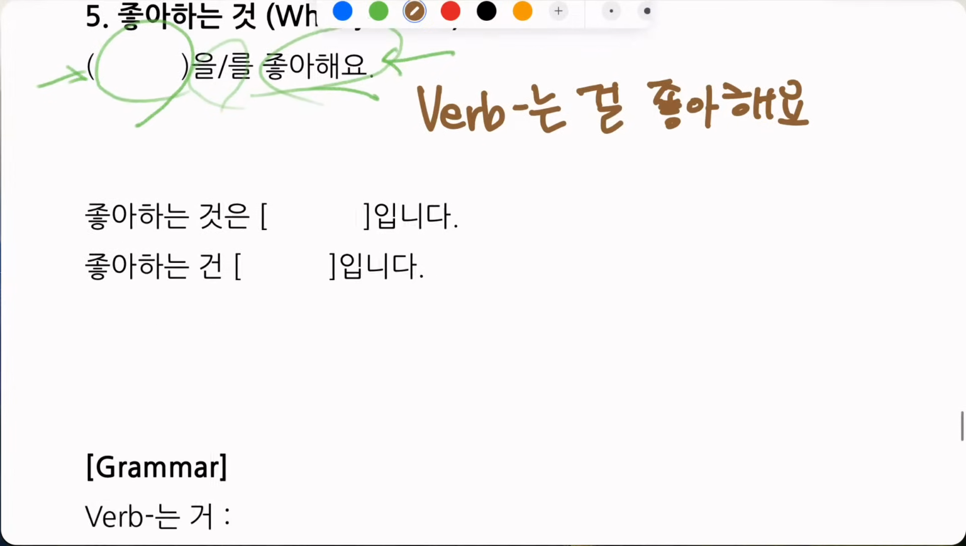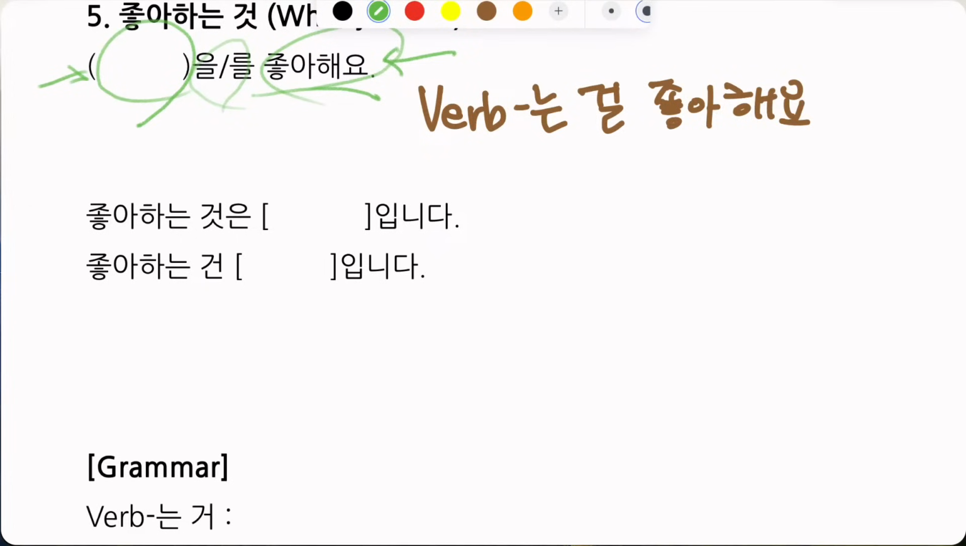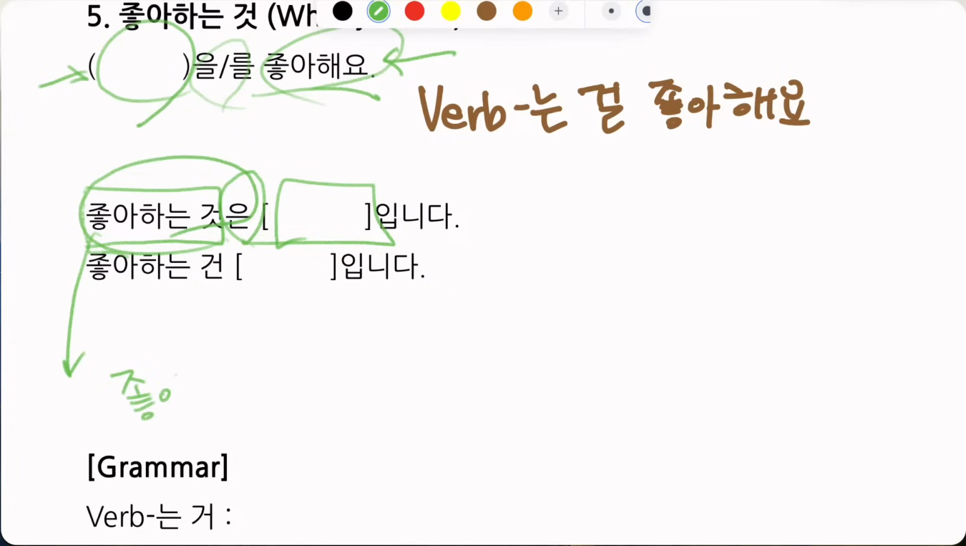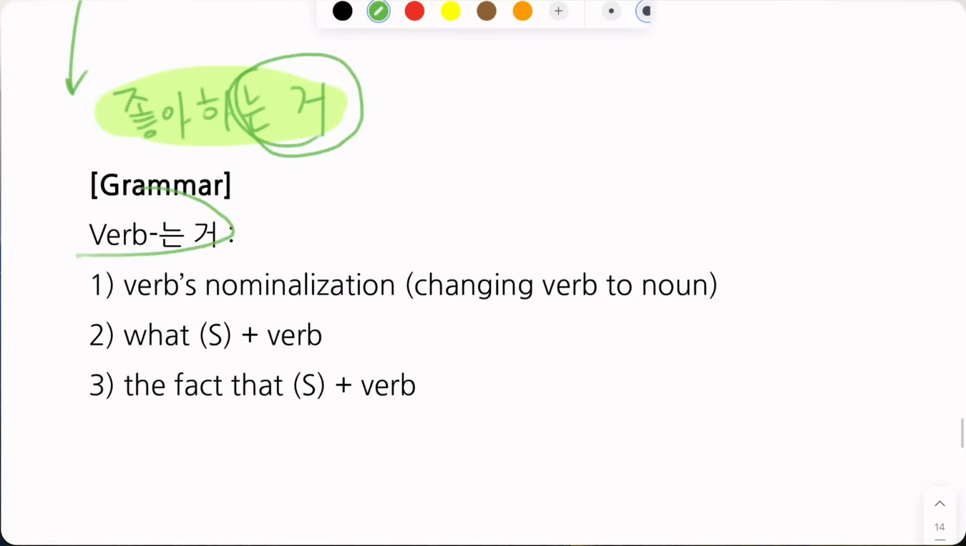그 다음에 아무튼 그렇고. 그리고 you can also say 좋아하는 것은 blank입니다. 좋아하는 것. So first you say 좋아하는 것은. What do you guys think this means? So we learned that by adding 는 것, it changes the verb into a noun, right? So that's what 는 것 does first. It's a nominalization of verb. It changes verb to noun. But sometimes it can also be translated as what you do.